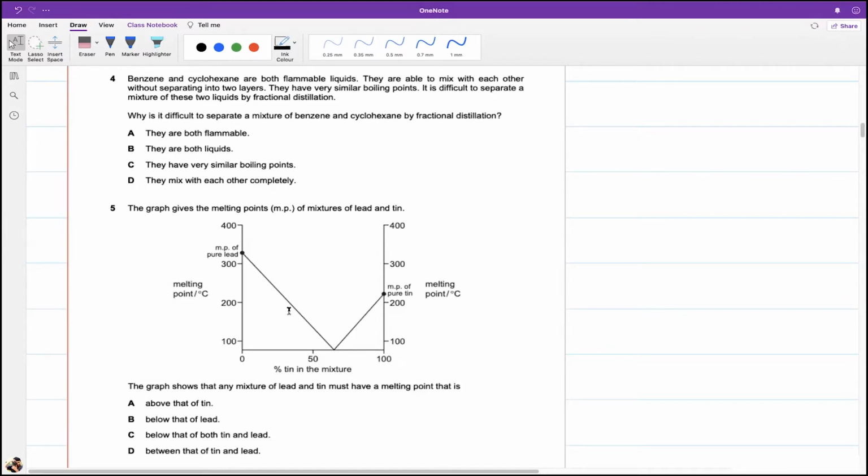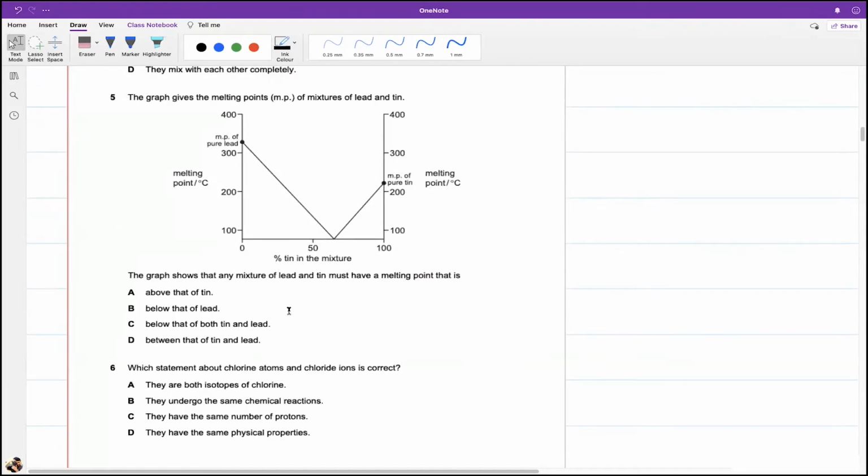They have very similar boiling points. It is difficult to separate a mixture of those two by fractional distillation. Obviously, if they have very similar boiling points, it's very difficult to separate them. Why is it so difficult to separate a mixture of cyclohexane and benzene by fractional distillation? So what they've done is they've given you multiple similarities and they want to test whether you know fractional distillation separates them through temperature or not. So based on that, we can see that C is the answer. A, B, and D can be true, but they are not relevant.